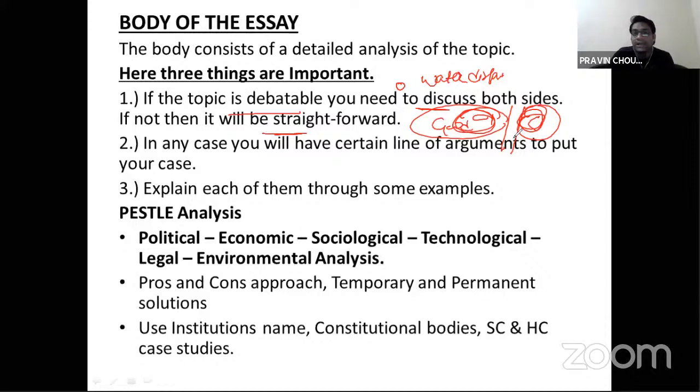Okay, so a bureaucrat's stand should always be balanced. It should not support any other things. Okay, that should be a balanced approach.